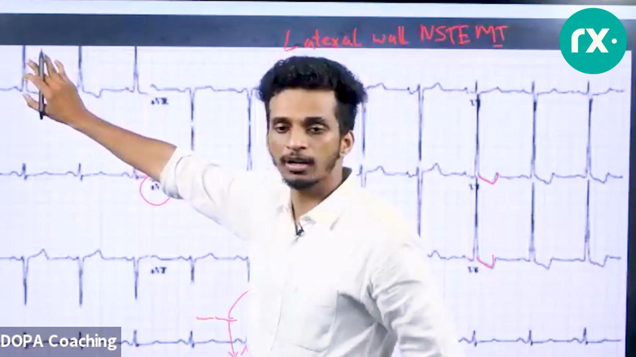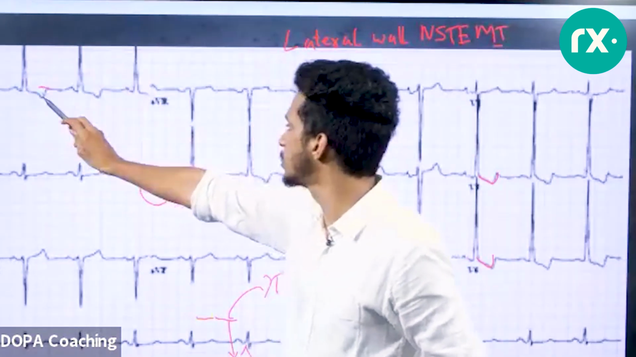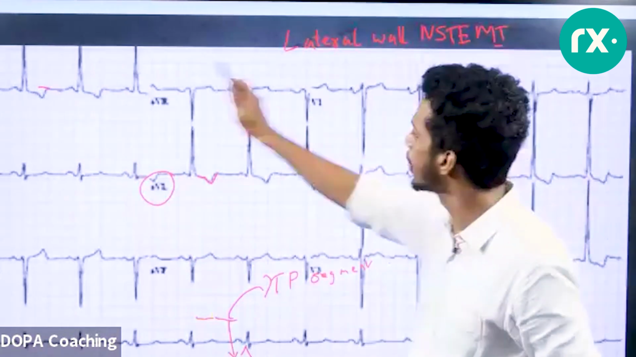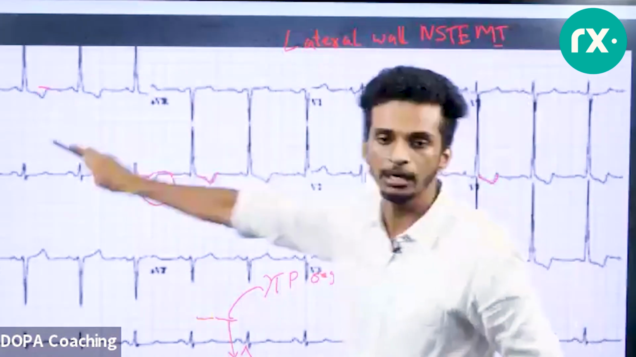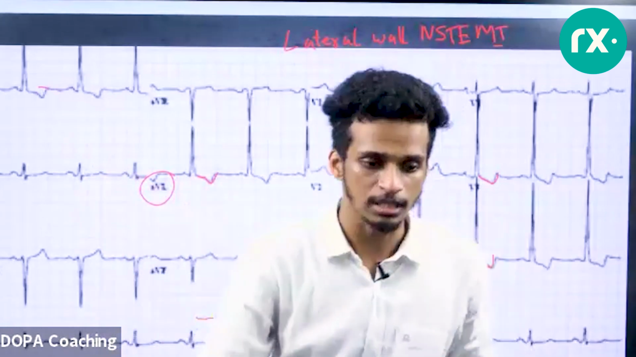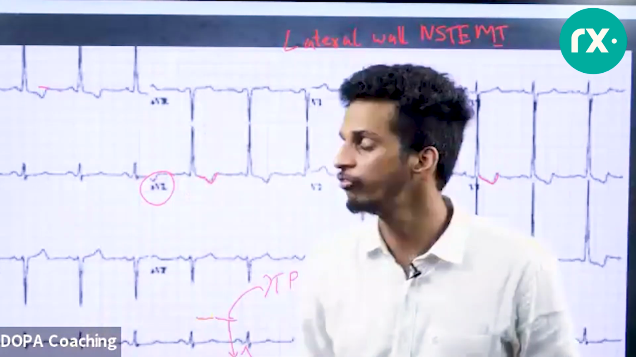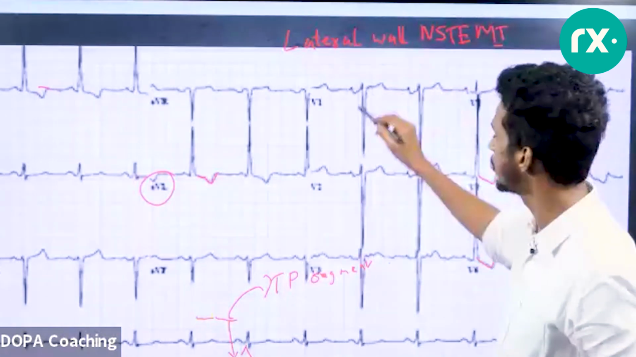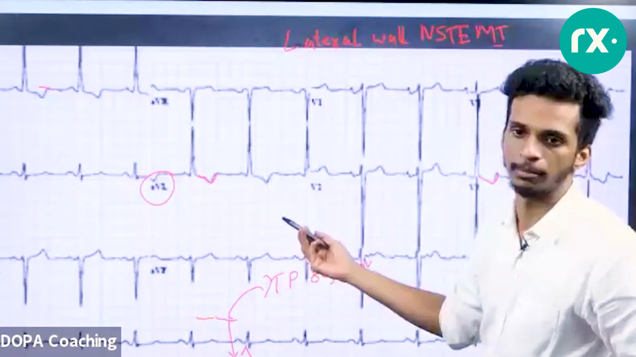Whenever I see changes in lead 1, AVL, V5 and V6, as I have seen here, I call it lateral. If 1, AVL, V5, V6 were normal, I would look at 2, 3, AVF. If 2, 3, AVF has ST depression or T wave inversion, I will call it an inferior STEMI. If there are changes in V1 to V4, I will call it an anterior STEMI. Is it clear?